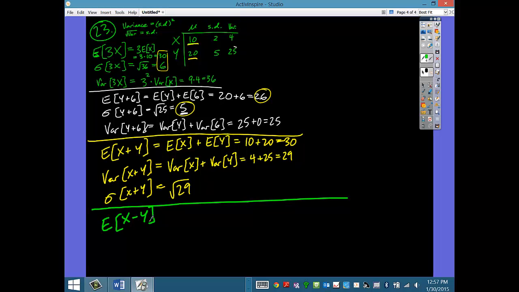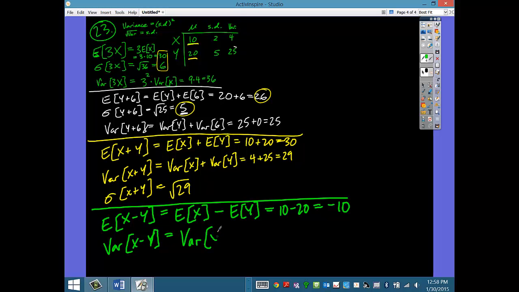X minus y. Okay, so expected values subtract, just like they added the last time. And we wind up with 10 minus 20, which is negative 10. We have a negative value for our expected value. Variances, now this is a really important fact. Variances do not subtract. Even when we're subtracting x and y, the variances will add.